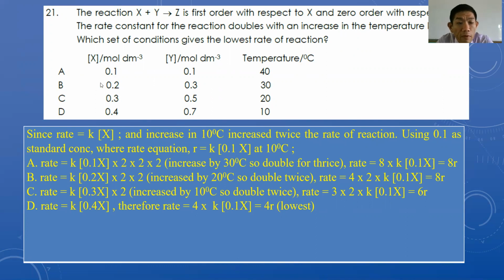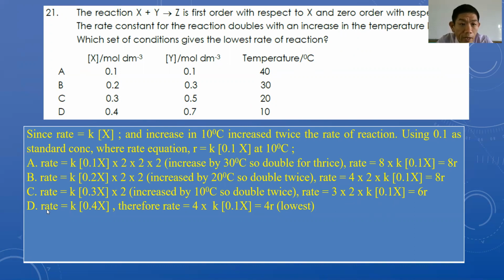As for B, rate is equals to 0.2x because in here Y is not influenced, so Y we don't consider at all. So 0.2x times 2 times 2. Why? Because temperature increased by 30 degrees Celsius, so you double the rate of reaction. So rate is equals to 4 times 2 times K, so you also got 8R. Then as for C, you have K equals to 0.3 times 2, because you increase by 10 degrees Celsius. So rate is equals to 3 times 2 times K 0.1x, which is 6 times greater.